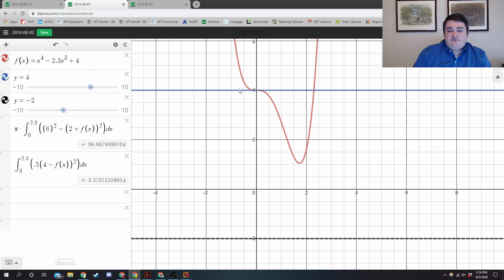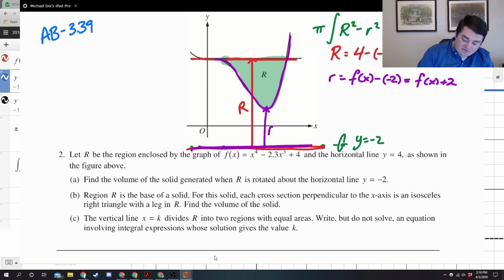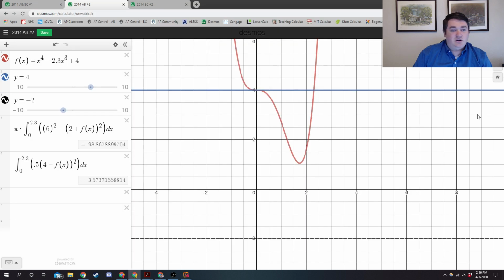If I graph these two functions, y equal 4 and this polynomial, I can see they intersect each other at x equals 0 and x equal 2.3. So my bounds are going to be 0 and 2.3. And then when I plug in 6 for big R and f of x plus 2 for little r, I get this integral right here. Pi times the integral from 0 to 2.3 of big R squared minus little r squared is 98.868.